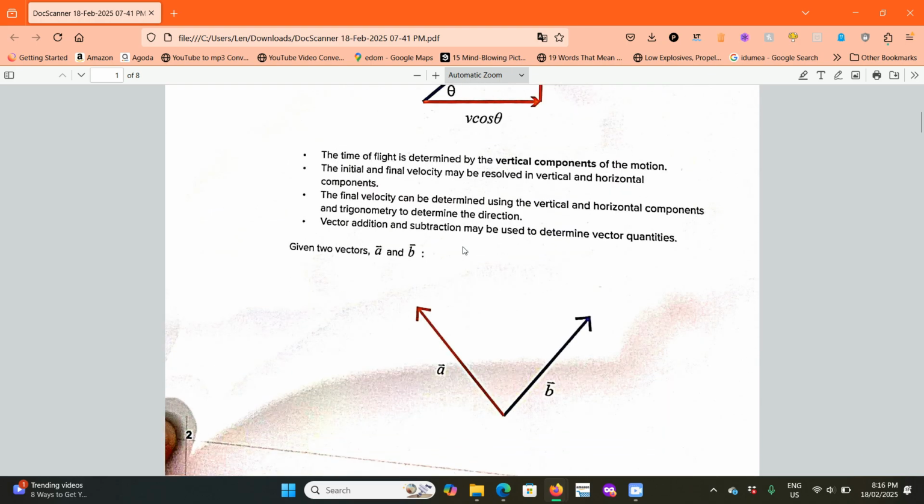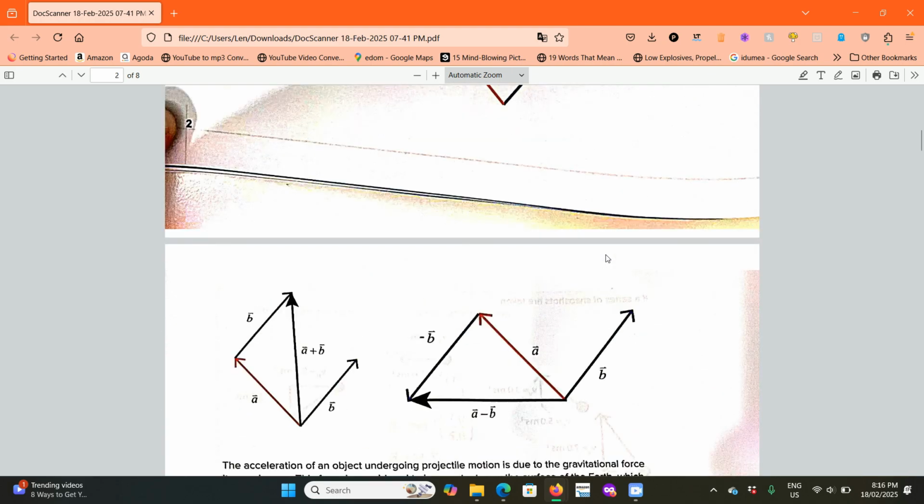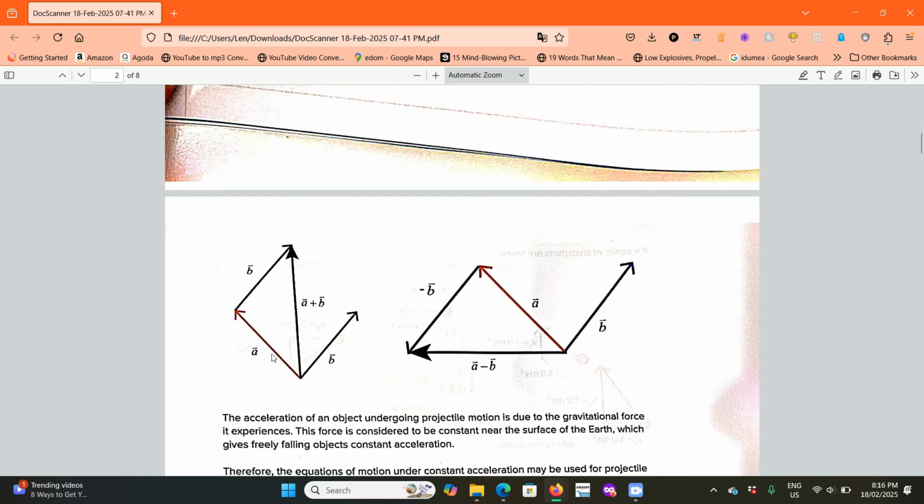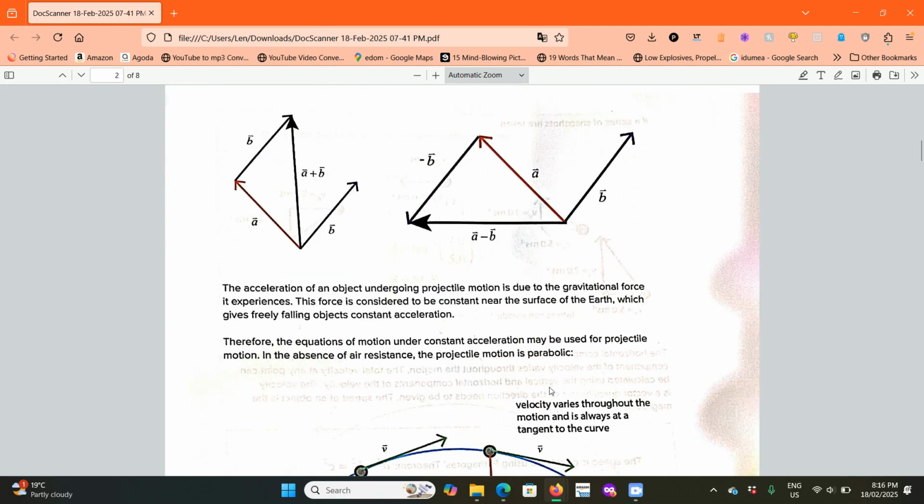Alright, so vector addition and subtraction. You have two vectors, A and B. When you add them together, A and B, you get a line going through the middle of them. That's A plus B. Okay? Next, when you have A and B, you do A take B, you have the line going outside of the two together. And you have a negative B going down here as well. Okay?